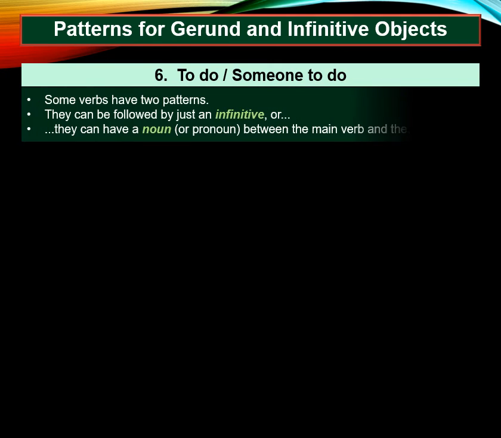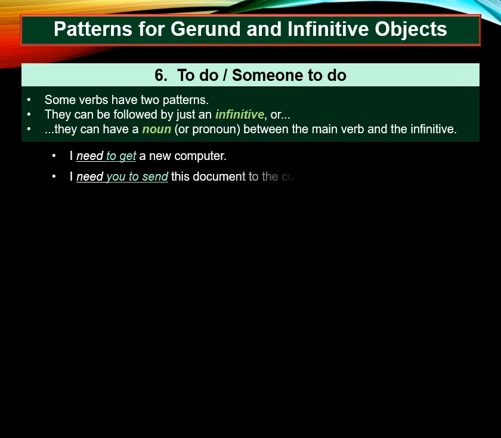The final pattern is actually a double pattern: to do and someone to do. Some verbs have these two patterns. They can be followed by just an infinitive, or they can have a noun or pronoun between the main verb and the infinitive. For example, I need to get a new computer. Or, I need you to send this document to the customer.